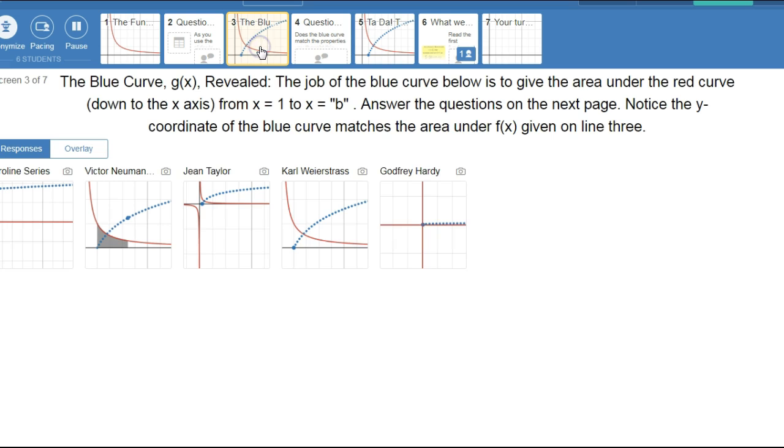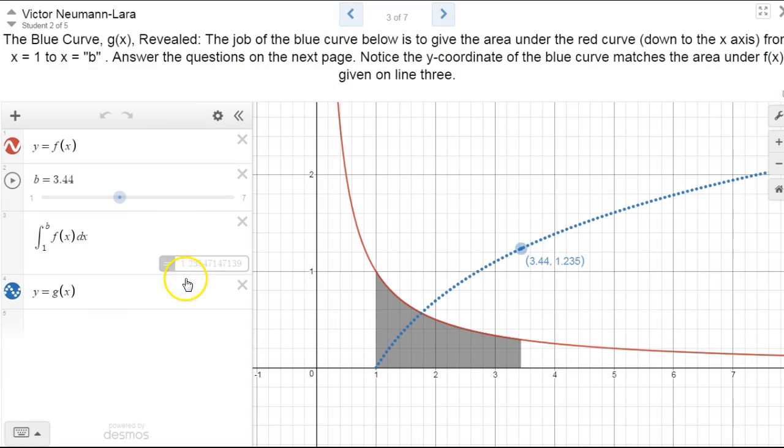All right, now in this third slide, I revealed the blue curve. So we get to see the blue curve for the first time. And we see that the y-coordinate, the height of the blue curve, is giving us the accumulated area. So this is the height of the blue curve, and we see the blue curve is equal to 0. We haven't accumulated any area when x is equal to 1.